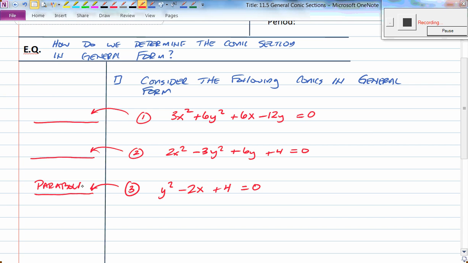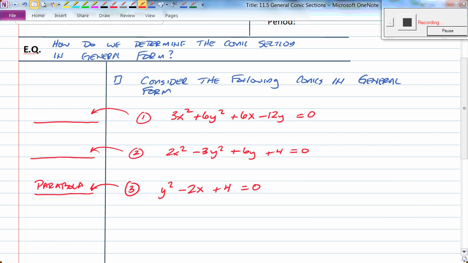Someone tell me, why do you think that one's the parabola? What is it about that one that's different? Yeah, Juan Carlos. He says there's only 1 squared term. Is that right? Yeah, there's only 1 squared term. The y is the only one that's squared. So that's your guess for the parabola. Okay, I'm with you on that one. Let's talk about the ellipse next.